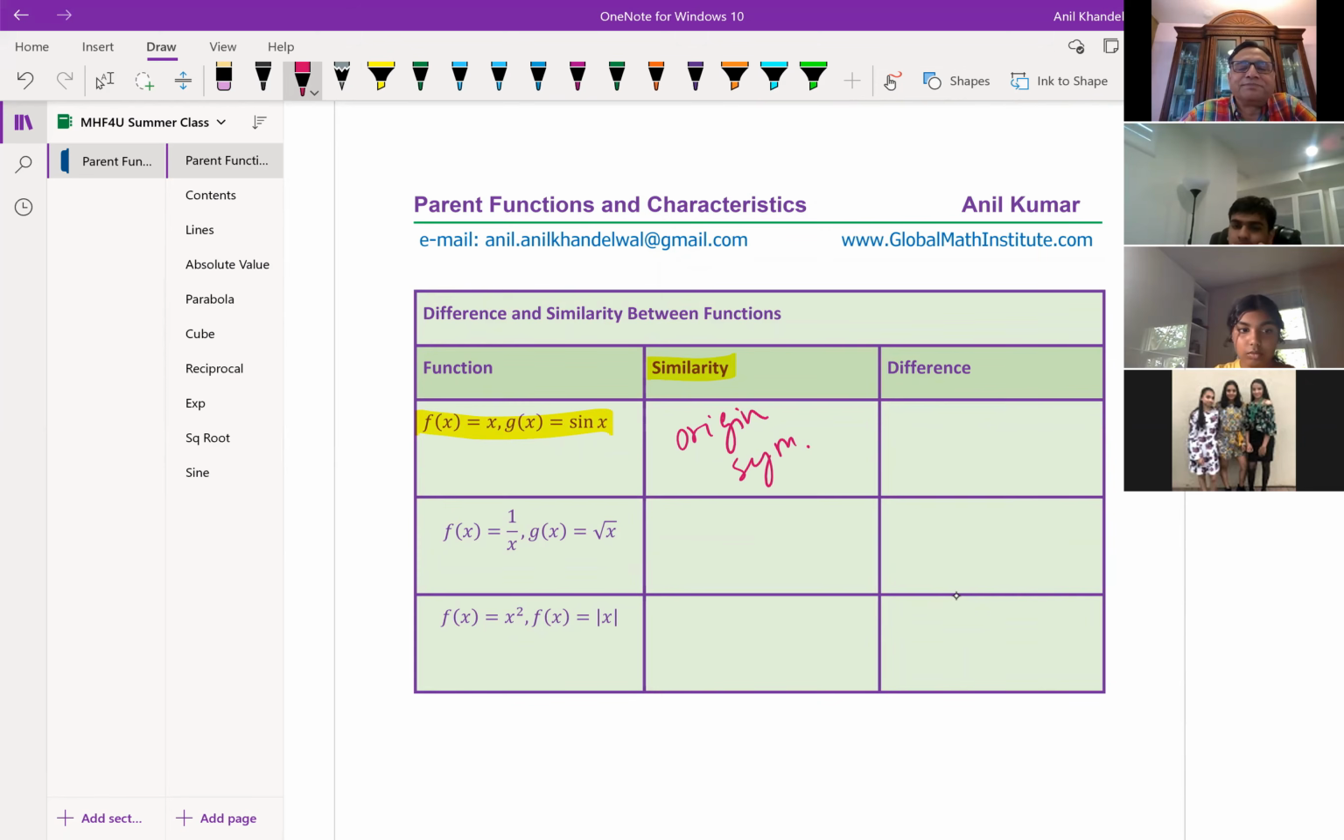Is it even symmetry? No, odd symmetry. It is symmetric about the origin. You see that? So both are symmetric about the origin, and that is the other similarity. And therefore, this is a very difficult question because there are very few similarities between the two. Correct? You get the point?